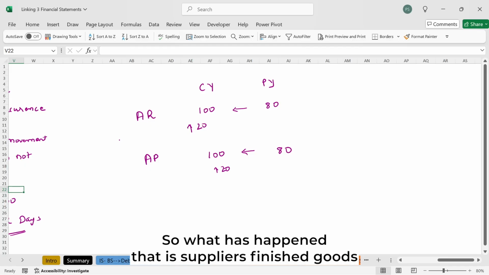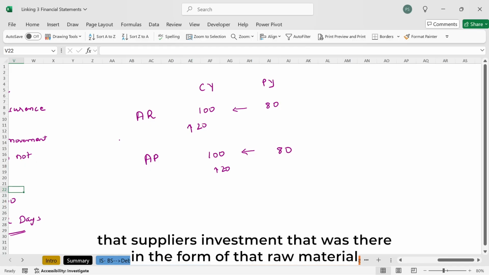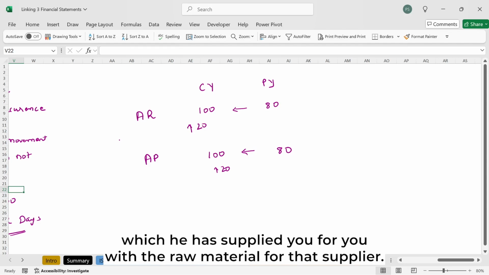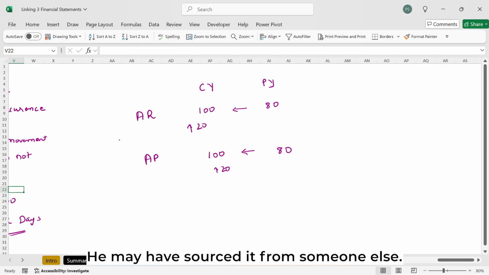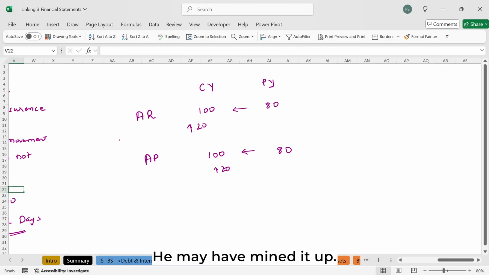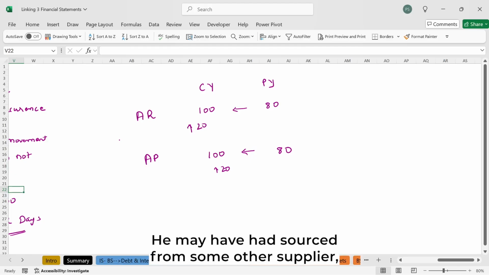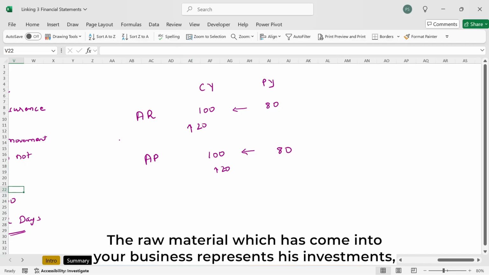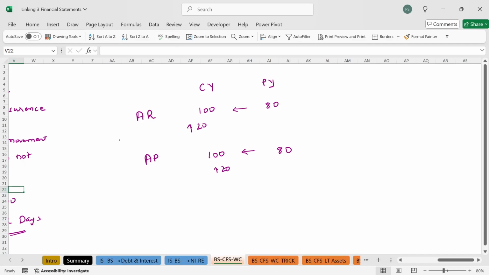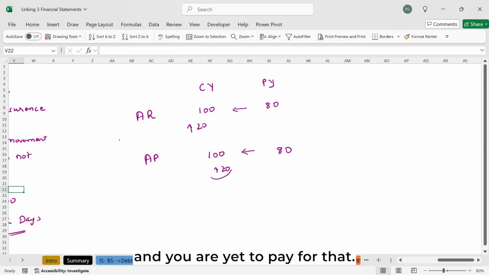So, what has happened? That supplier's finished good, that supplier's investment that was there in the form of that raw material which he has supplied you, for you it's a raw material, for that supplier it was his finished goods. His finished goods represent his investment in that particular product. He may have sourced it from someone else, he may have dug it up, he may have mined it, he may have excavated it, he may have sourced it from some other supplier, and he would have incurred some cost while doing that. The raw material which has come into your business represents his investments, and you are yet to pay for that.